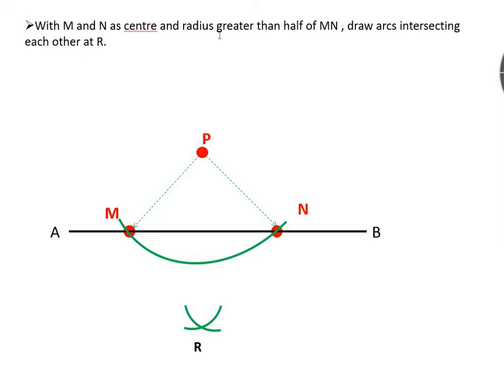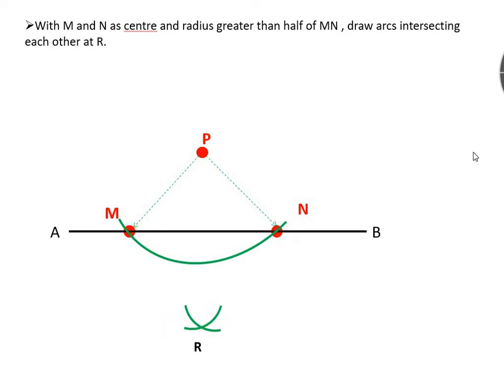With M and N as center and radius greater than half of MN. What is the radius of MN? If the length of MN is 60, then half of MN will be 30. What they have told is to take a radius greater than 30, greater than half of MN. So greater than 30 will be 40. So you take a radius 40, you fix one point here and draw one arc from here at 40.